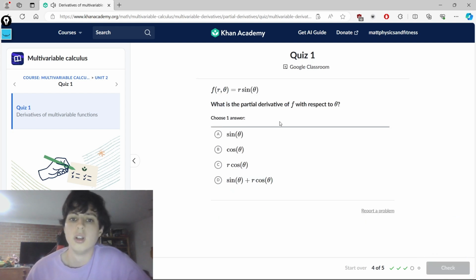0. R sine theta, partial derivative with respect to theta. At least we have the variable we're looking for, right? At least this is a derivative. The r is a constant, so it's going to stay by itself. So all we need is the derivative of sine. Looking for r cosine theta.